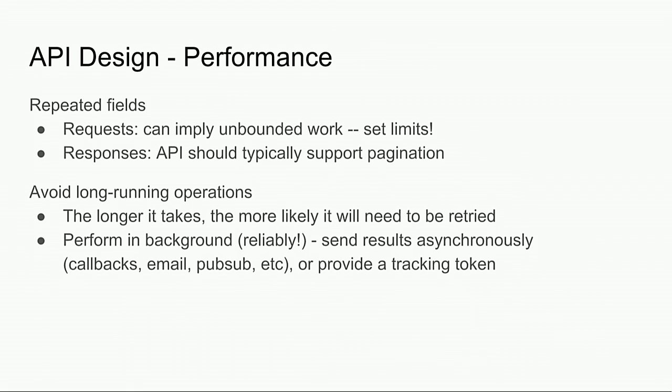Let's see, another issue is performance. You have to think about that when you're designing your API. Repeated fields can be a particular problem. Repeated fields are essentially lists that have no bound on their size in protocol buffers. And if you have one of these in your requests, that basically means that your service is allowing someone to specify potentially an unlimited amount of work for your service to perform. And this can be a problem because obviously you don't want to do an unlimited amount of work.